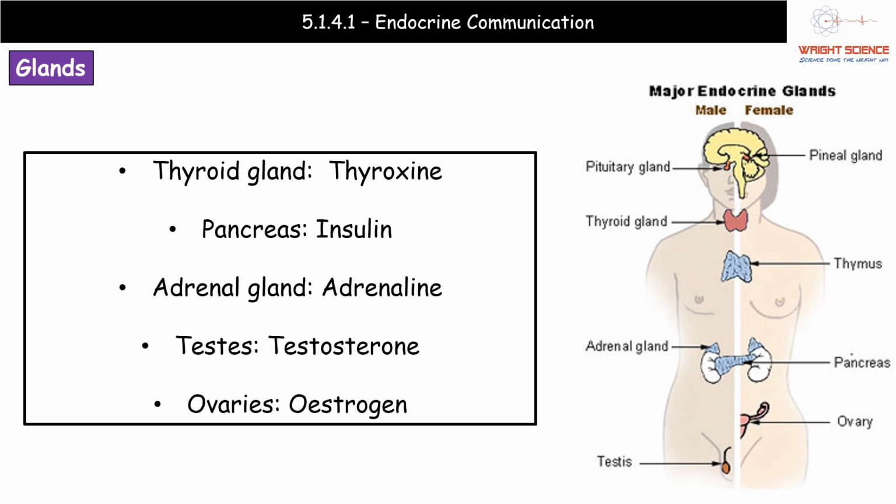Just to remind you what some of these endocrine glands actually release, these are all ones that in theory you've met lower down your school careers. So thyroxine is released by the thyroid gland, insulin from the pancreas, adrenaline from the adrenal gland, testosterone from the testes, and estrogen from the ovaries. And no doubt at GCSE you actually looked at more than those hormones, particularly the ones to do with the menstrual cycle.